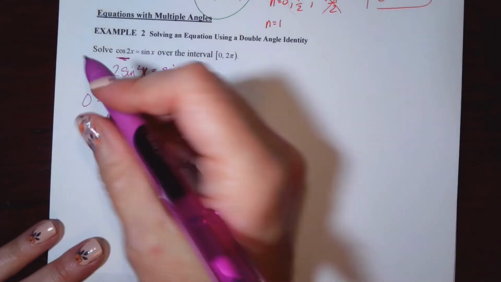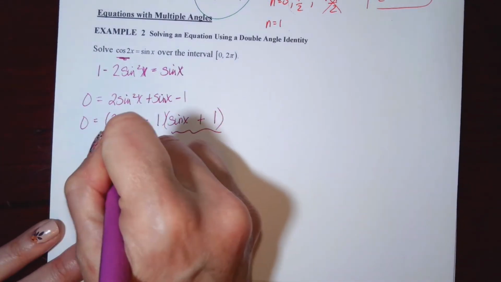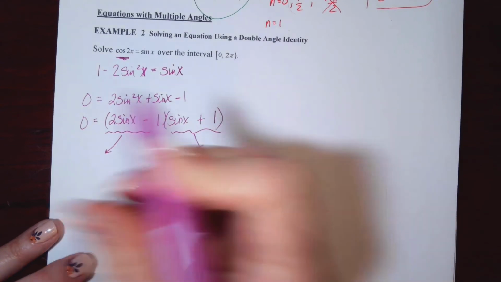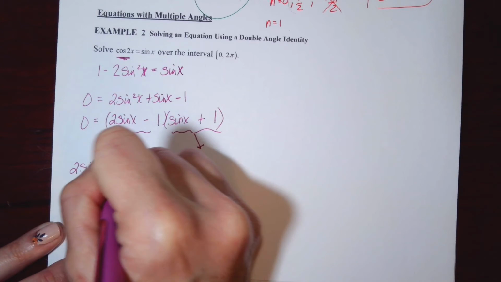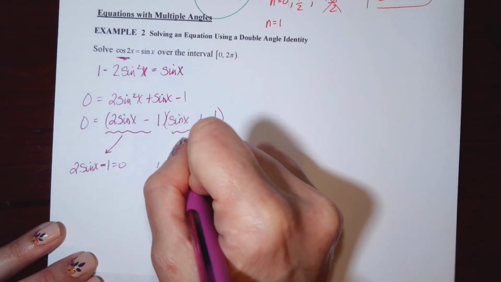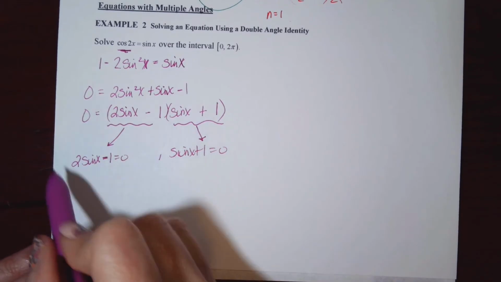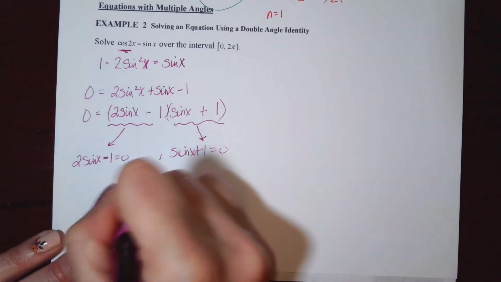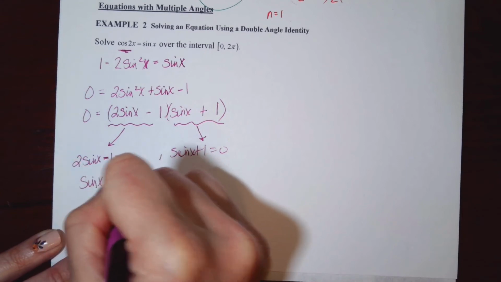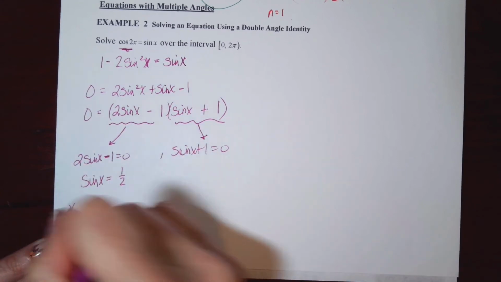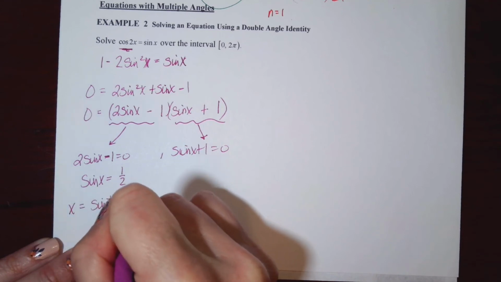All right. Zero factor property. When I have two factors whose product is 0, I set them each equal to 0 and I solve. 2 sine x minus 1 equals 0. Sine x plus 1 equals 0. Let's see what that gives us. Well, for this first one, I add the 1 and then I divide by 2, I get sine x equals a positive 1/2. So I'm looking for the angles x where the sine function is a positive 1/2.